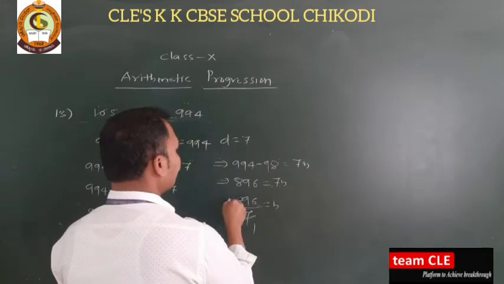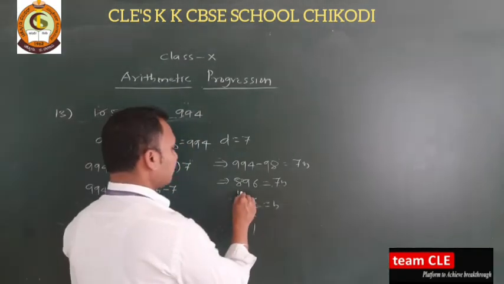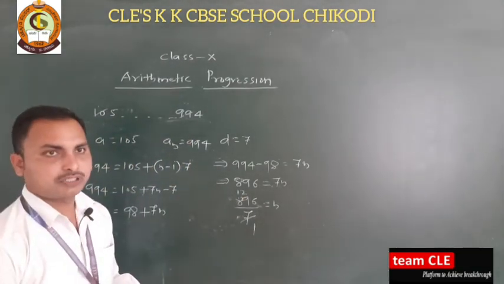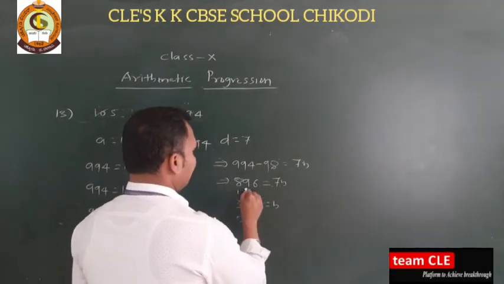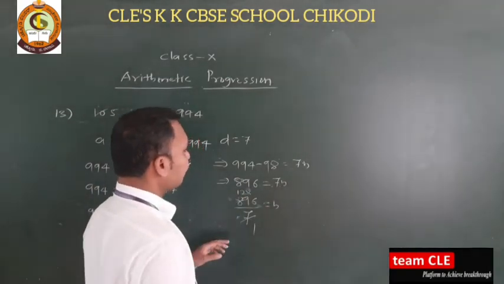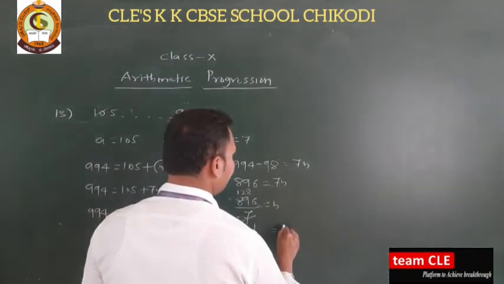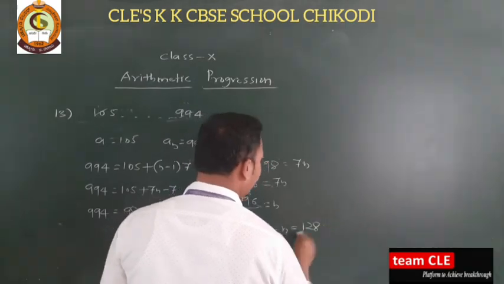7 ones are 7, 1 will come here. Now 19, 7 twos are 14, and how much remaining? 5 remaining, 56, 7 eights are 56. 7 sevens are 49, so 7 eights are 56, and 128 will come. N is equal to how much? N is equal to 128.